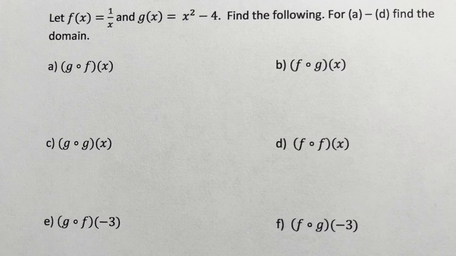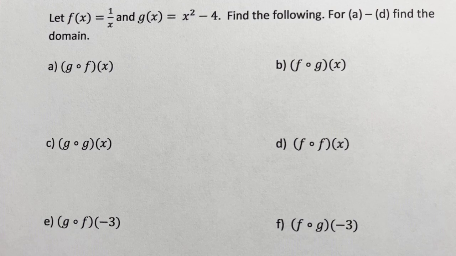Today I'm doing a series of videos on the composition of functions. All right, let f of x equal 1 over x and g of x equal x squared minus 4. Find the following, and for a through d, I want to find the domain because I like things to be a little bit harder.